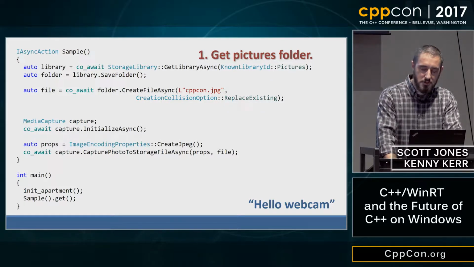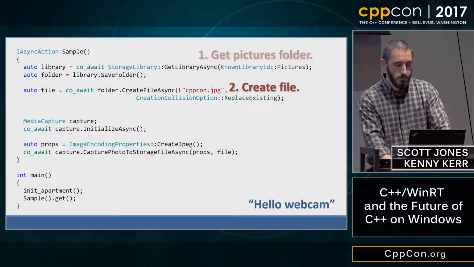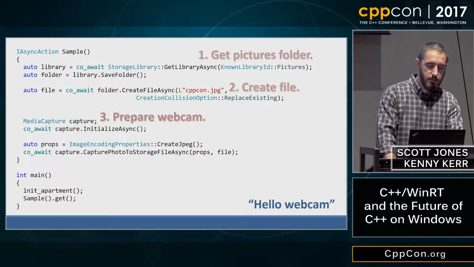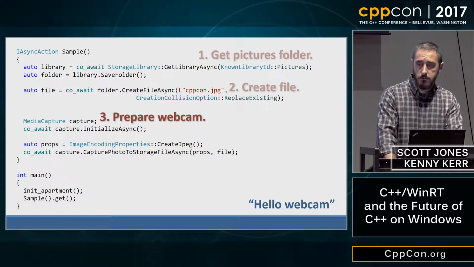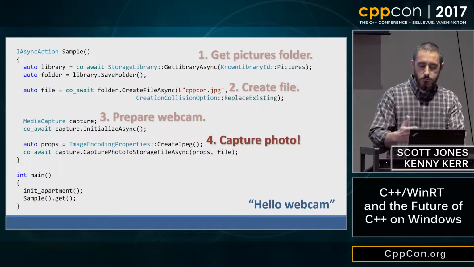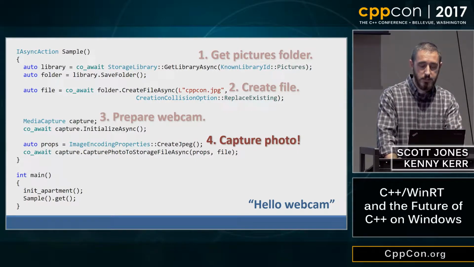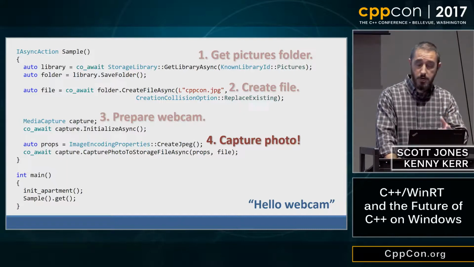You get back a storage folder object, which you can then call the create file async method on to create the actual file in that folder. That gives you back a storage file object, and then you can prepare the webcam, setting up the drivers and whatever else is required. And finally, actually capture the image using that webcam or whatever camera is associated with it, and store it in that file. So within one slide, thanks to coroutines and modern C++, we can condense an entire camera application onto a single slide. And it works really great.